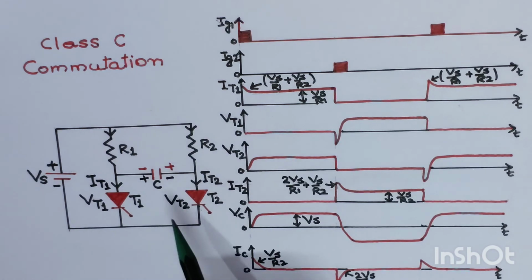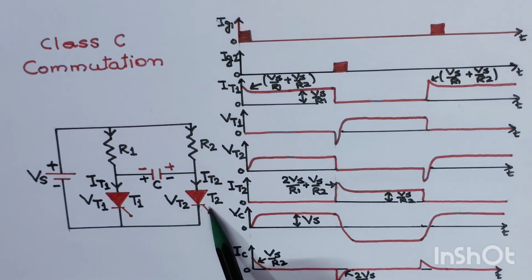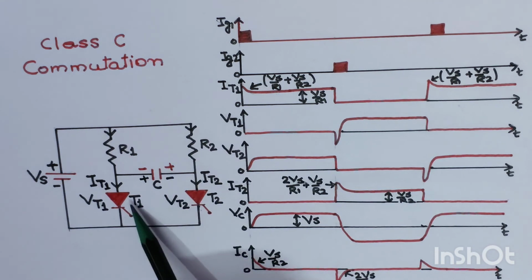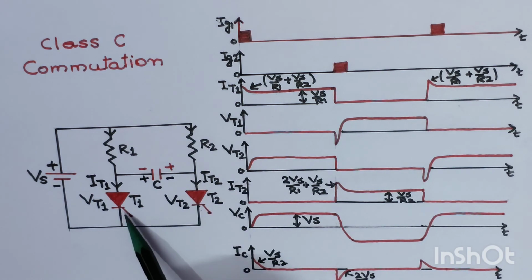So thyristor T2 will become reverse biased and will be switched off. That is how it is called class C commutation: if T2 is running and we switch on thyristor T1, it will try to switch off thyristor T2. And similarly, if T1 is conducting and we give the trigger pulse to thyristor T2, thyristor T2 will try to switch off thyristor T1. That's why this circuit is named class C commutation.